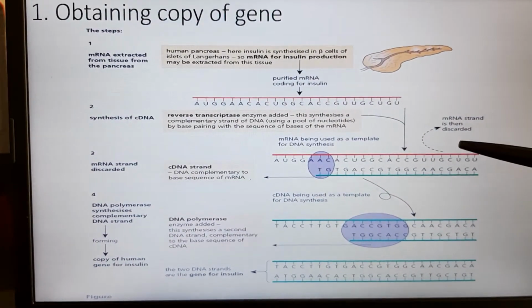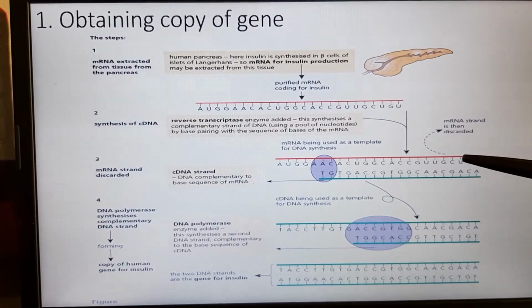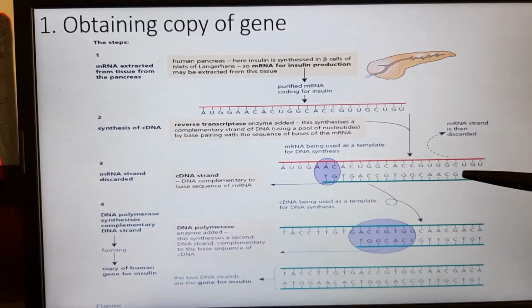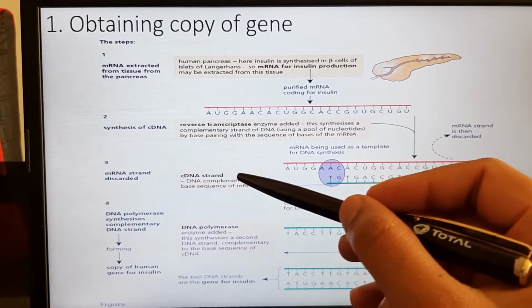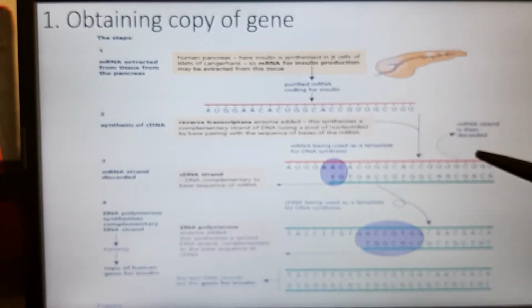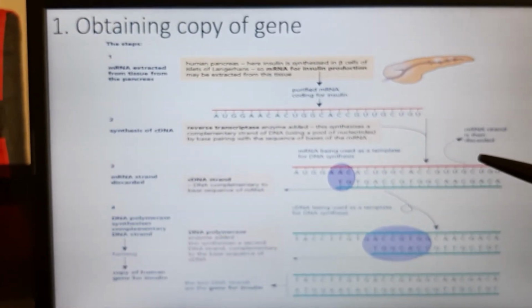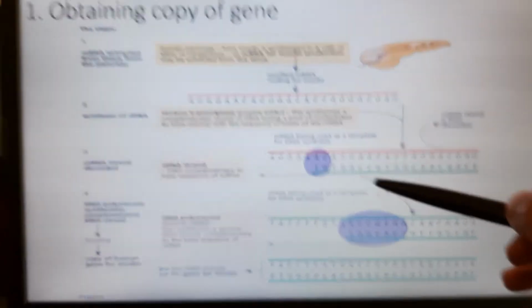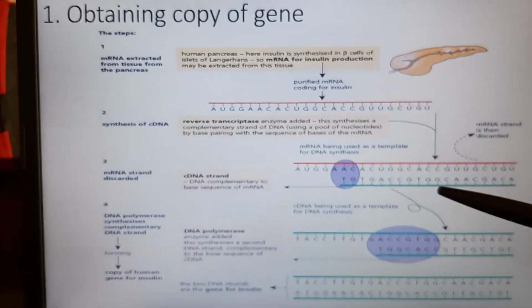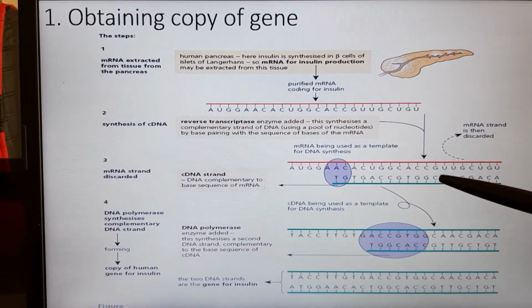This reverse transcriptase can convert an mRNA into a single strand of DNA. This DNA is now called cDNA, a complementary DNA. The mRNA is then removed. We don't need the mRNA as such. Now we have a single strand of the DNA. We're going to work on this single strand of DNA.